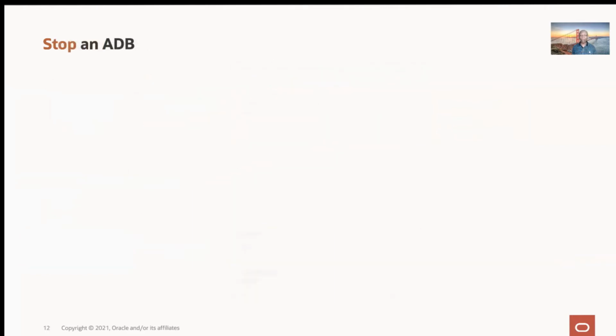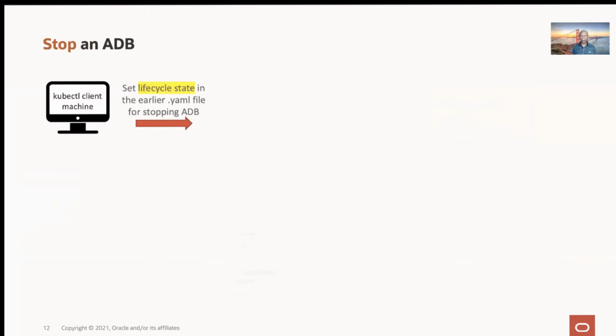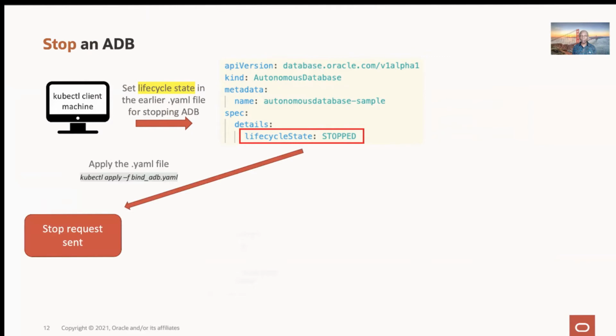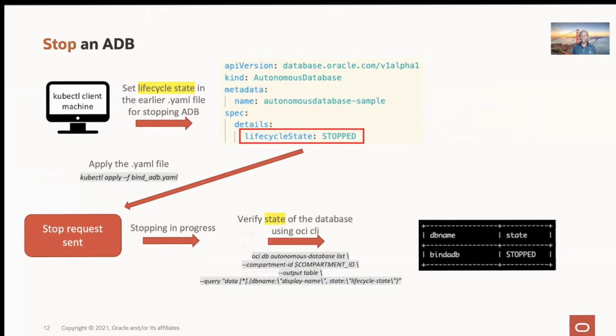How to stop an autonomous database? Well, same pattern, right? You edit the lifecycle, you set your goal, what you want the operator to do, and you save, you kubectl apply, the request will be sent, and you can check the status. You will see the database has been stopped.